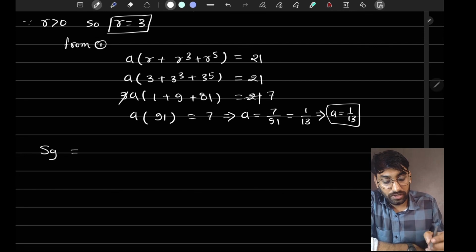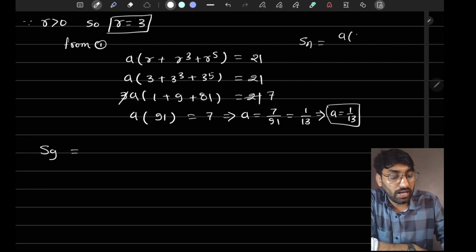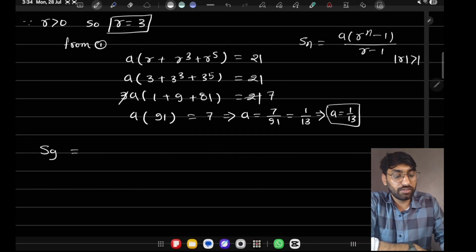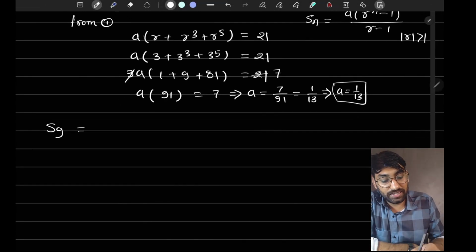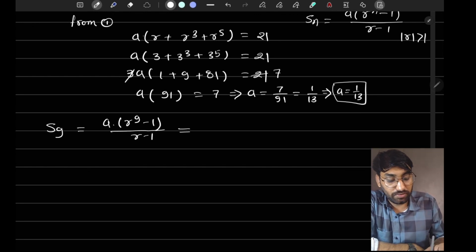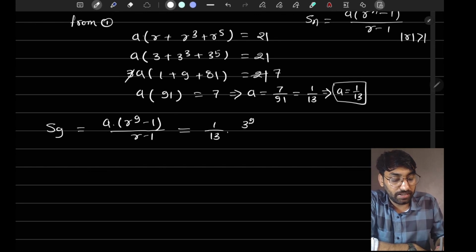Correct? And I know in geometric progression, Sn is nothing but A into R power n minus 1 divided by R minus 1, when modulus of R is greater than 1, right? Here the R value is 3, so we can use this formula. So what will I get? S9 is A into R power 9 minus 1 upon R minus 1. So let's substitute the value of A and R. That will become 1 by 13 into 3 power 9 minus 1 upon 3 minus 1.